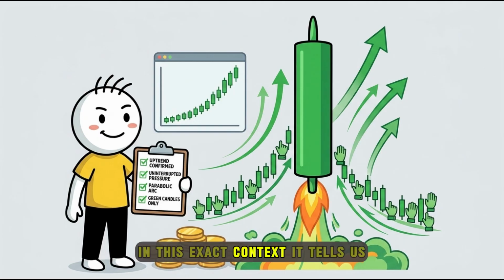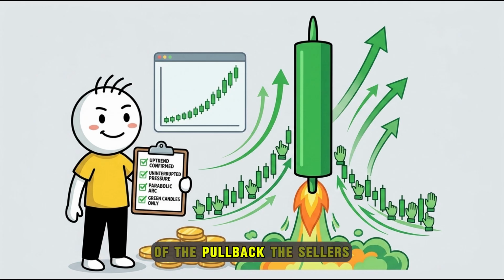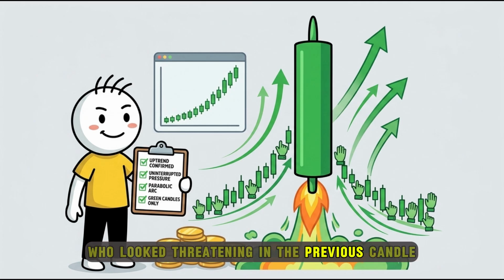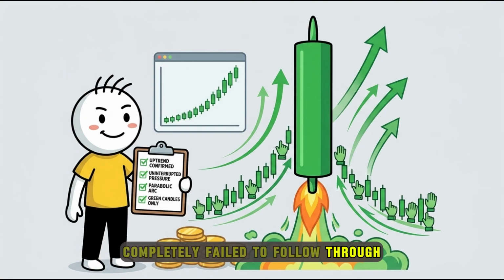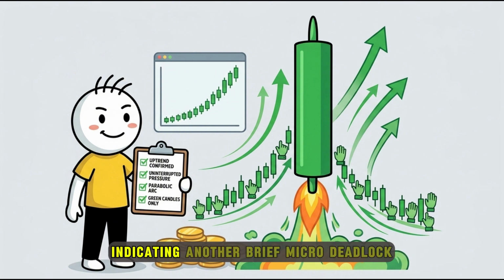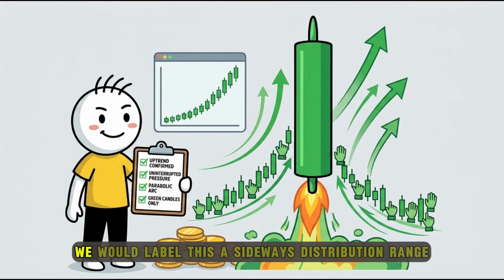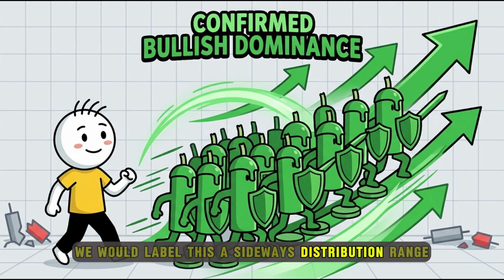In this exact context, it tells us that the buyers successfully defended the lower boundary of the pullback. The sellers who looked threatening in the previous candle completely failed to follow through and establish lower prices. The bulls staged a beautiful recovery. We then print a tiny, compressed mid-close range candle, indicating another brief micro-deadlock. If the chart prints 3 or 4 more of these, we would label this a sideways distribution range.